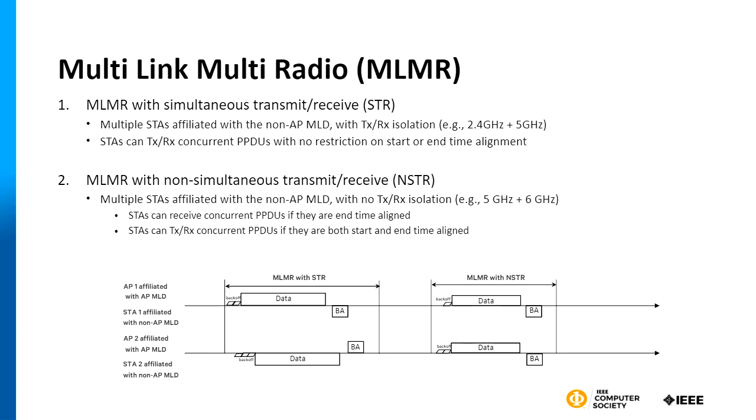frame. Multi-link, multi-radio. As I mentioned, there are two modes: simultaneous transmit and receive, and non-simultaneous transmit receive, depending on whether you have a TX-RX isolation. So if the bands are very near, for example, if you have two links in the 6 gigahertz band, then you likely are going to have cross-channel interference, for which you may not be able to handle. The only way that you can handle it is by essentially making sure that the PPDUs are being transmitted start and end at the same time, so that also your transmissions in response are starting and ending at the same time.